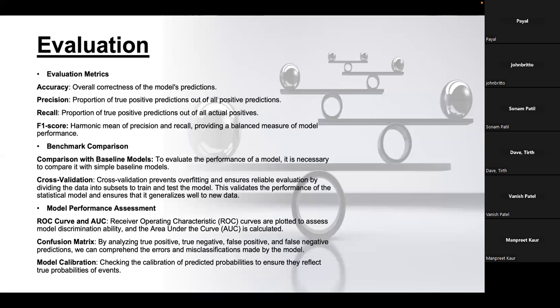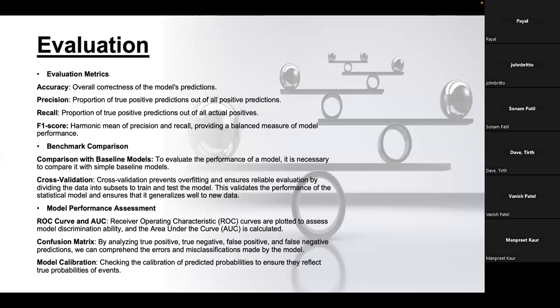Recall is the third metric, which is critical for identifying every pertinent observation in the data. The F1 score is very important, which is the balance between precision and recall that comprehensively measures model performance. Cross validation prevents overfitting by dividing our data into subsets for training and testing datasets. This ensures reliable evaluation and generalization to new data.